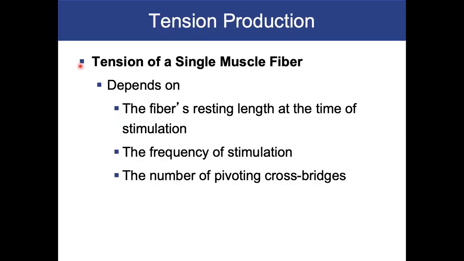How do we generate tension of a single muscle fiber? So how do we generate force, right? Because ultimately we want to generate enough force that we get contraction and we can do work, right? So tension depends on the fiber's resting length at the time of stimulation, how many times you stimulate it, and the number of pivoting cross bridges. Pivoting cross bridges, this means the number of myosin heads engaged with actin.